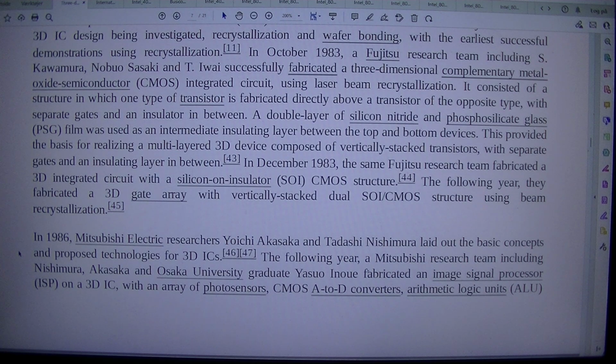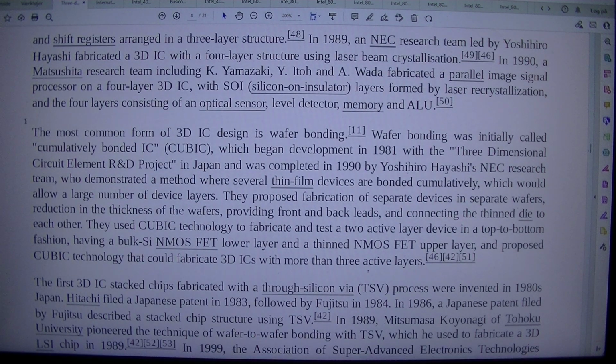In 1986, Mitsubishi Electric researchers Yukie Kasekar and Tadashi Nishimura laid out the basic concepts and proposed technologies for 3D ICs. The following year, a Mitsubishi research team including Nishimura, Kasekar and Yasuo Ina fabricated an image signal processor, ISP, on a 3D IC, with an array of photosensors, CMOS A to D converters, arithmetic logic units, ALU, and shift registers arranged in a three-layer structure.